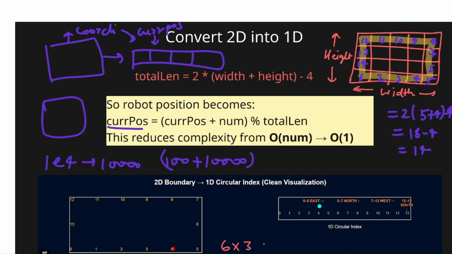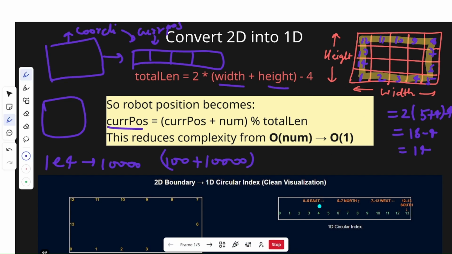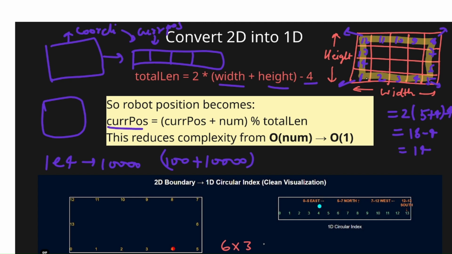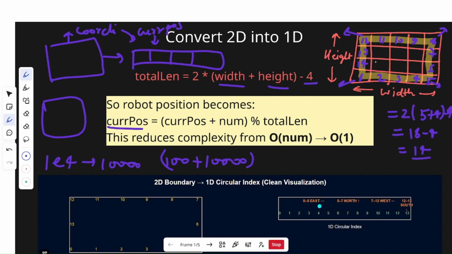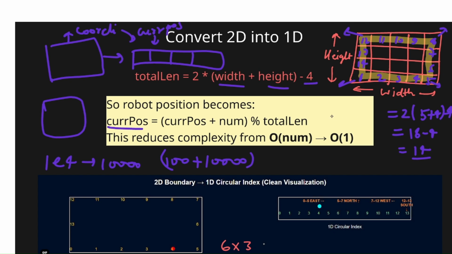It will be 2 times width plus height minus 4. Minus 4 because we are counting these corner positions two times, so we have to subtract these four positions, because in length and height we are taking them two times. Just see that this grid is 4 by 5, so 2 times 4 plus 5 is 18, and if you subtract 4, you get 14 total cells in the boundary. So this reduces the complexity from big O of number of steps to big O of one.